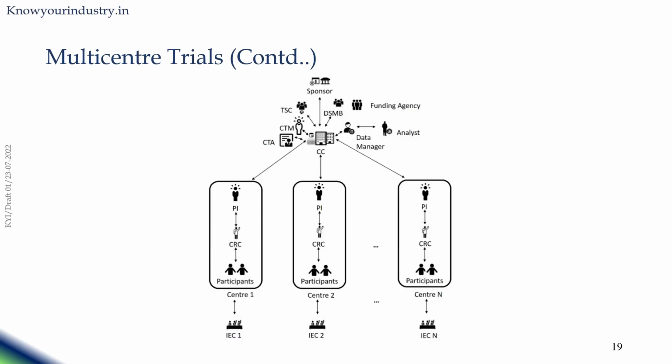This particular diagram typically talks about how a multicenter trial is being organized. So these are the different centers which are adopted in this particular trial: Center 1, Center 2 and Center 3, like that. Any number of centers can be included. Each center has a different set of participants, and each center has its own individual ethics committee, and each center will have a principal investigator.